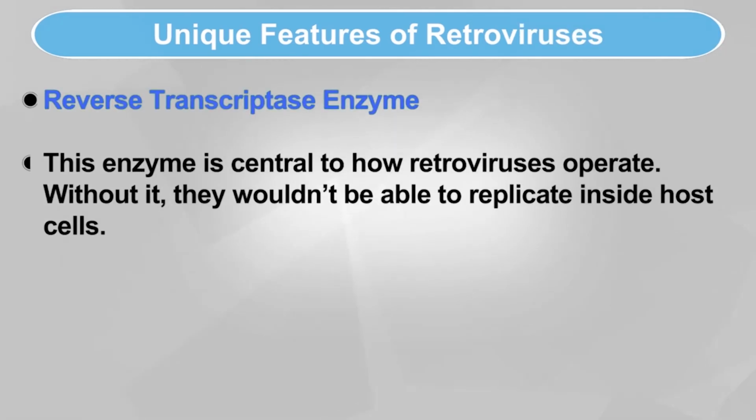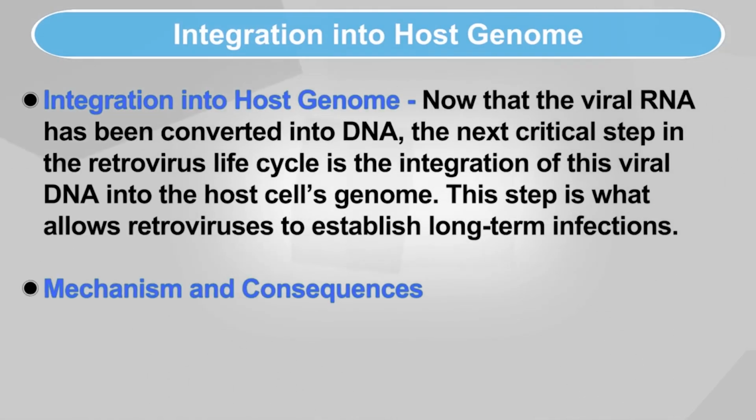First one, reverse transcriptase. This enzyme is central to how the retroviruses operate. Without it, they would not be able to replicate inside the host cell, and we have also studied this in our previous topics. Now, the integration into the host genome. Now that the viral RNA has been converted to DNA, the next critical step in the retrovirus's life cycle is to integrate its DNA into the host genome. This step is what allows retroviruses to establish long term infections. So, in the upcoming slides we will see the mechanism of this process.